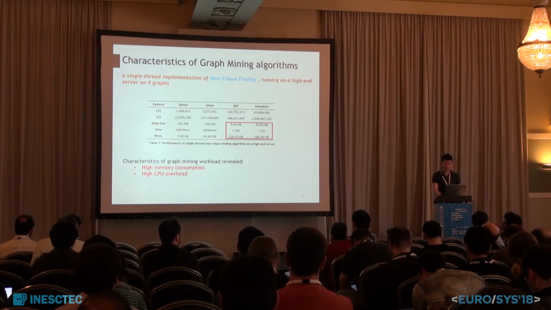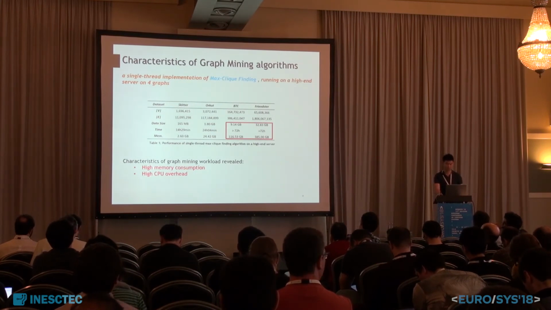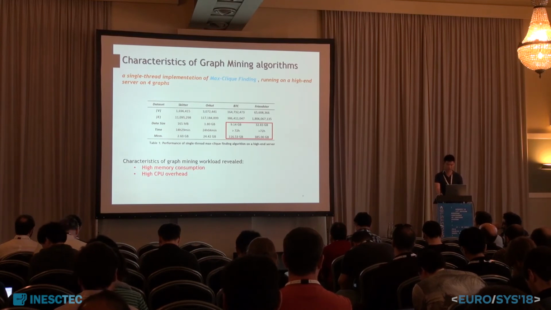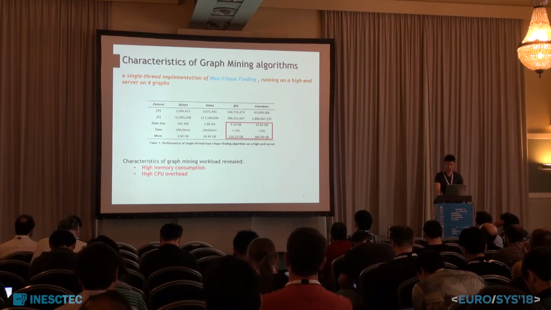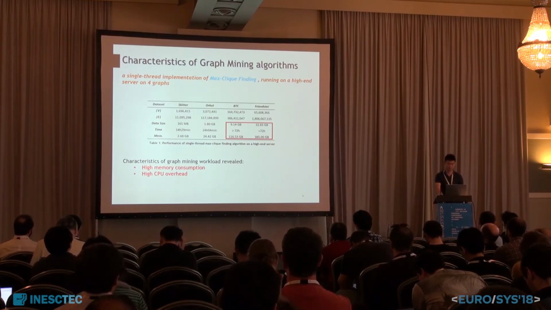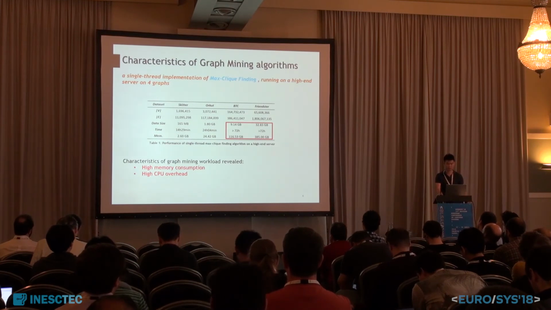In order to better understand that, we use an example here. We deploy a single-thread implementation of the max clique finding problem and run it on high-end servers with 4 different graphs. And we can see that in the latter 2 larger graphs, the job cannot finish even in 3 days. And compared with the original graph size, the memory usage is very large. So we can say that graph mining workloads indeed have very high memory consumption and high CPU overhead.